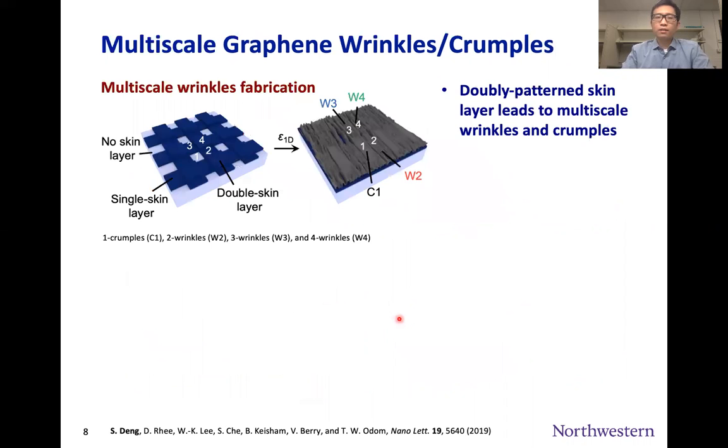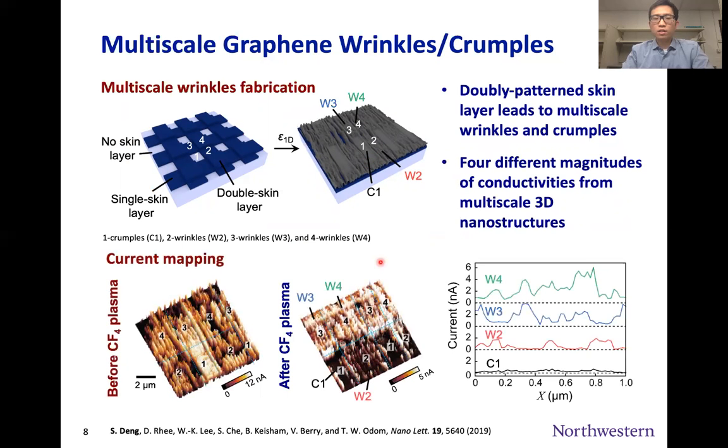We didn't stop here. We think that in order to make more functional electronic devices, we can have higher-order differences in electronic properties, more than just two levels. So we make more complicated structures, like introducing multi-scale wrinkles. As you can see, we can have three different scales of wrinkles and one scale of crumples in a single graphene sheet side by side. Then we do the characterizations.